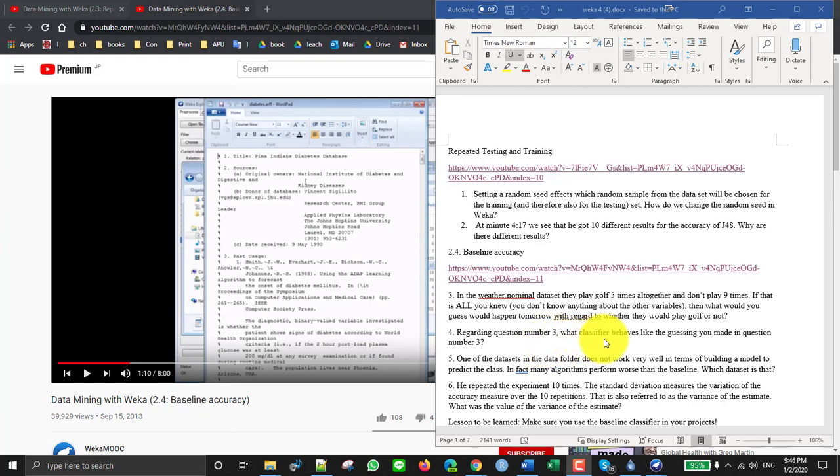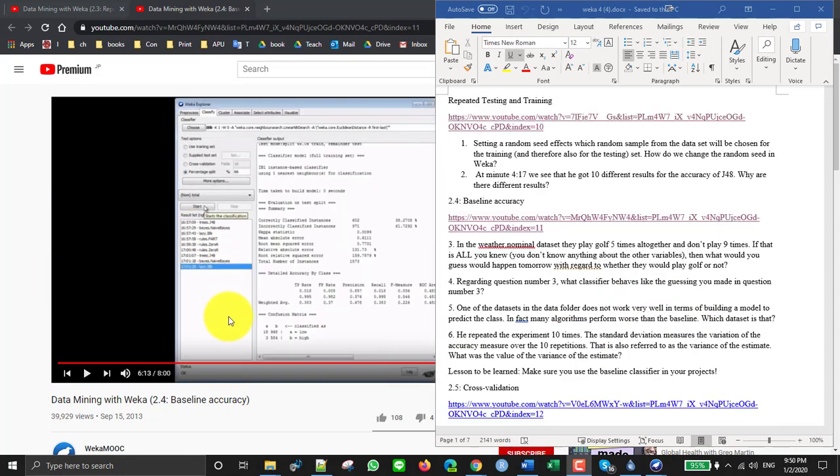Regarding question number 3, which classifier behaves like the guessing we made here? We just said that's the 0R classifier. If you look around minute 6, you find the answer to this question. He shows that with a certain data set, many of the algorithms do worse than the base learner, worse than 0R, and he showed a bunch of them. For example, the lazy IBK only gets 38%, but I think the baseline was something like 63%. So it does worse than the baseline, or worse than 0R. That is the answer for number 5.